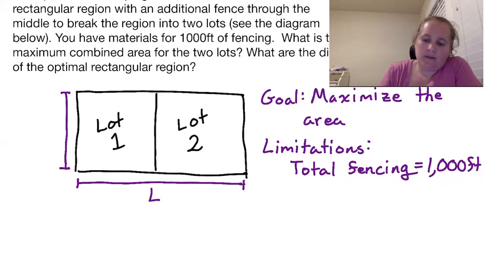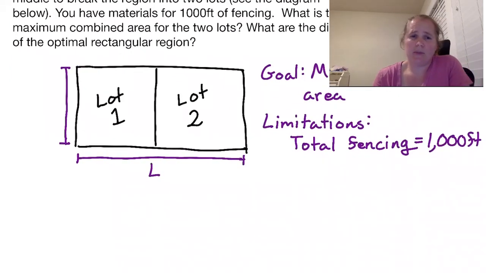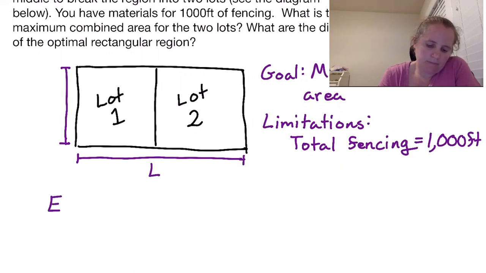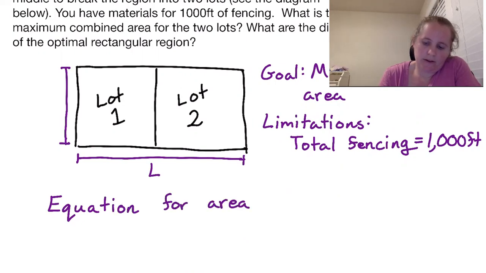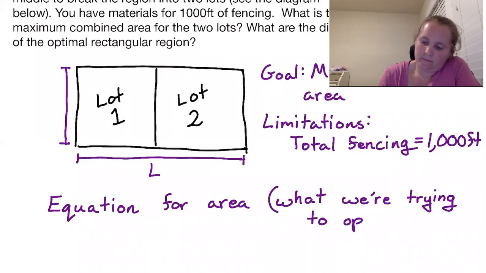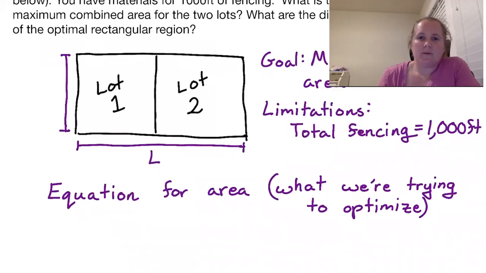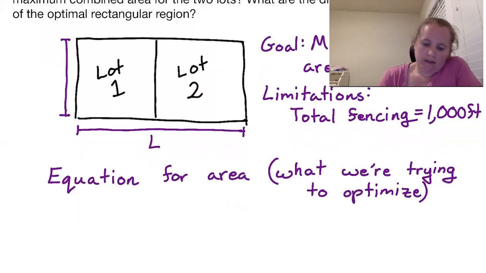First we're going to have an equation for what we're trying to optimize. We want an equation for area, and this is what we're trying to optimize. And so we have area. Oh, I didn't actually label width. There we go. Area is simply equal to length times width.